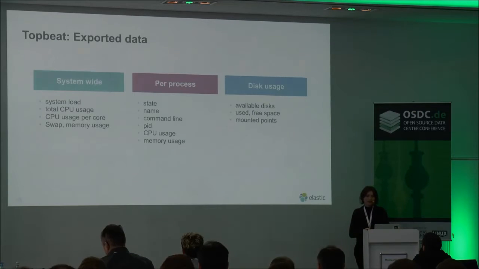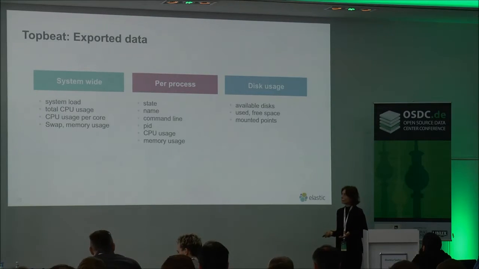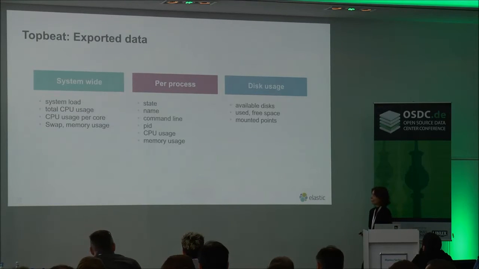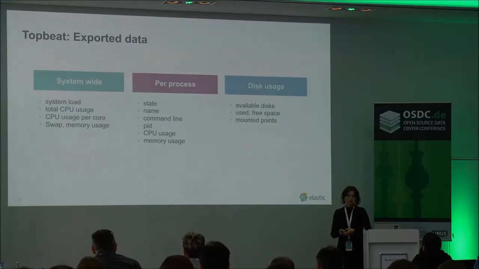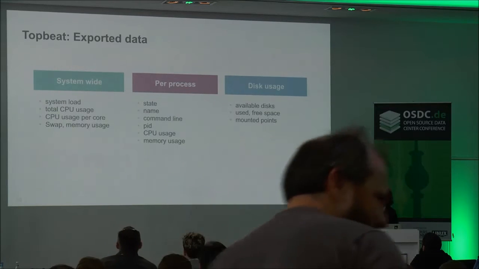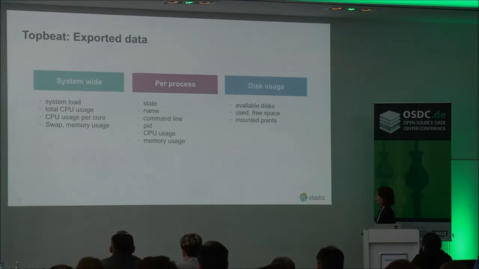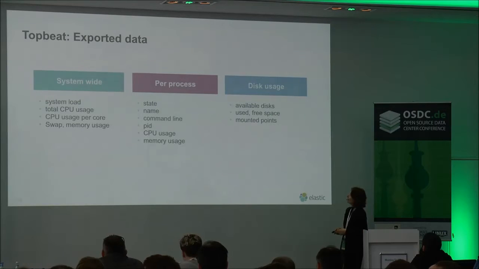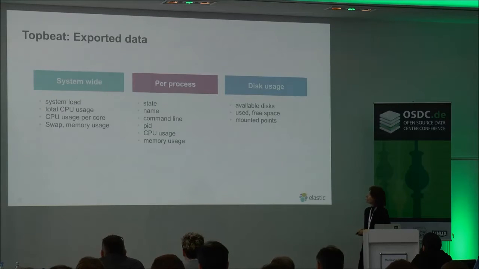So it collects system-wide statistics like system load, total CPU usage, swap and memory usage, per process statistics like the state of the process, the name, the command line that was used to start the process, the PID, the CPU, and the memory usage. Also gathers disk usage statistics like the available disk, used free space, and mounting points.